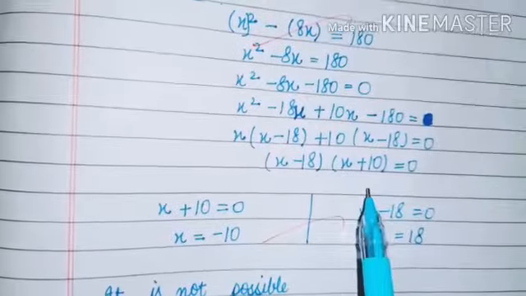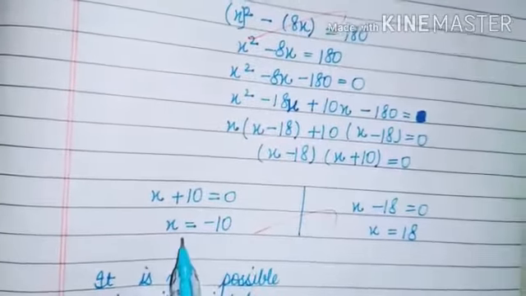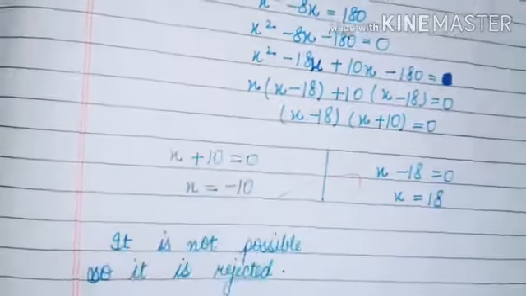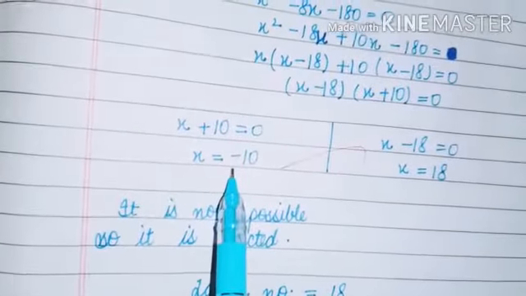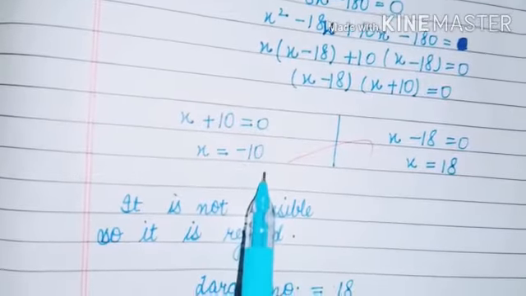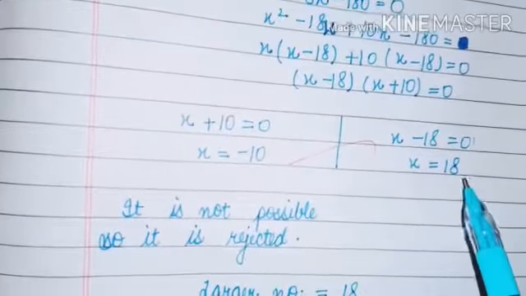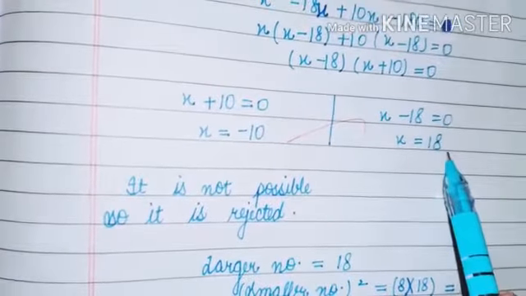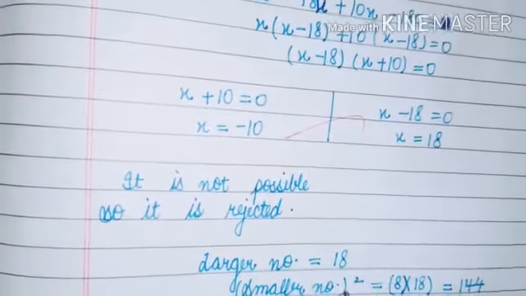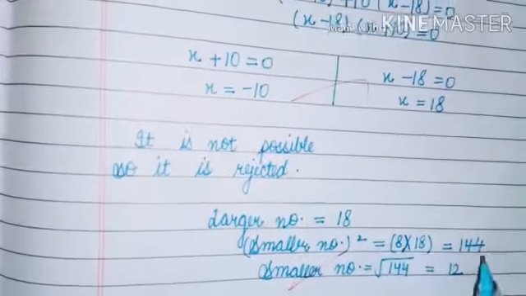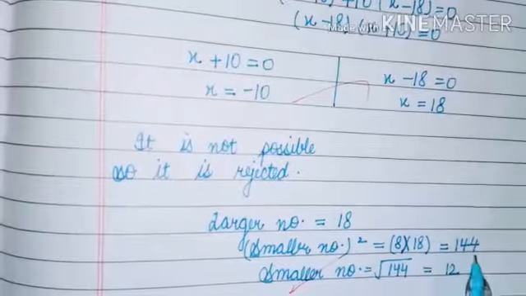Again we will solve the quadratic equation. We will get two answers. One is minus 10 and another is 18. So this negative number is not possible, because we require positive numbers, so we will reject this number. And here the larger number is 18. We will take 18 as the larger number, and the smaller number square is 8 times the larger number, so we will put the values and we will get 144.